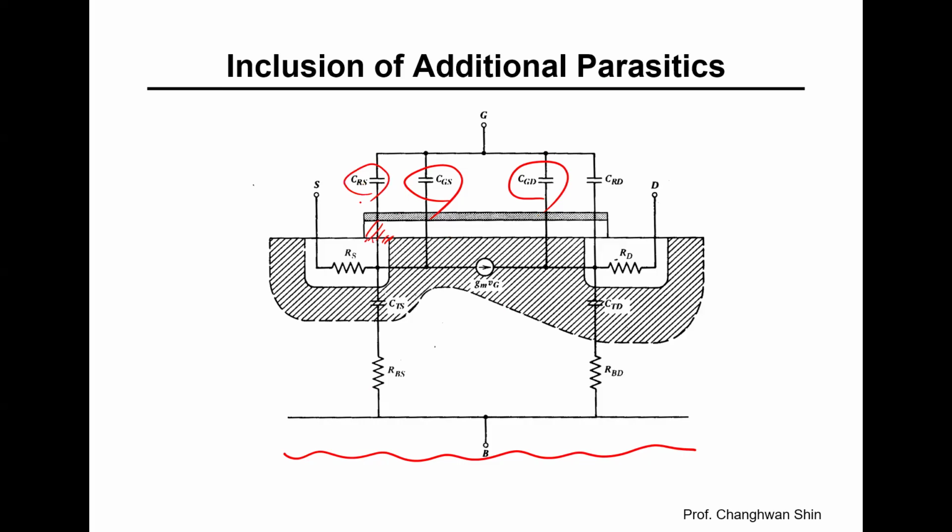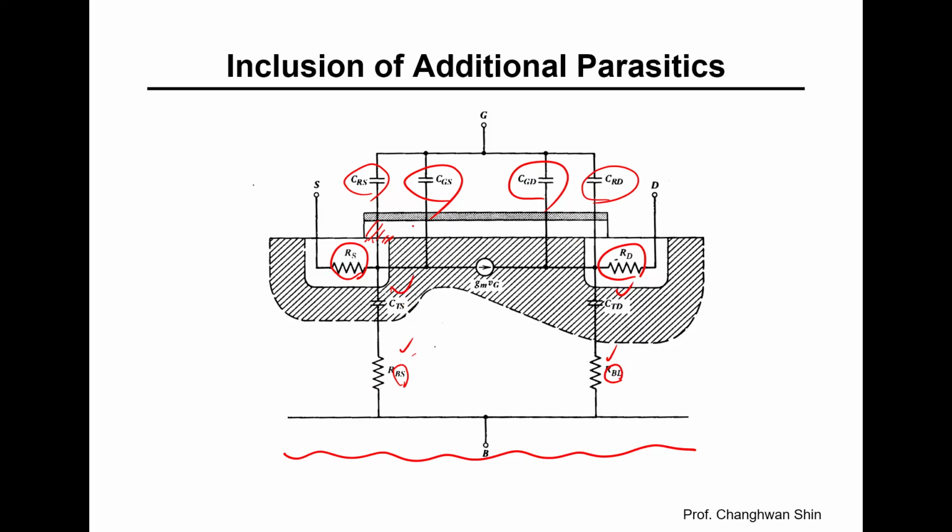So the overlap capacitance between gate and source, and another overlap capacitance between gate and drain. And here's source and drain series resistance value, and body to source, and body to drain resistance, and the capacitance between body and source, and between body and drain.